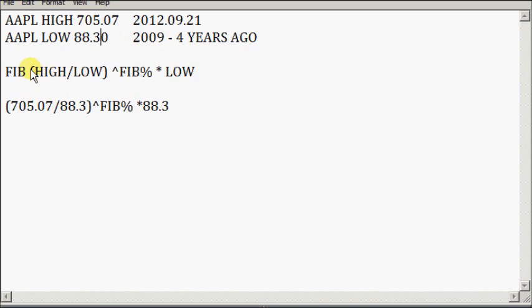But anyway, we look at Fibonacci. The calculation is high divided by low, which is 705.07 divided by 88.3, to the power of the Fibonacci percent you choose, and then you multiply by the low. Normally the Fibonacci percents are 38.2 and 61.8. But when the move is as large as this, you go 38.2, 23.6, 15.4, and even the 9.09% level. So let's do that.